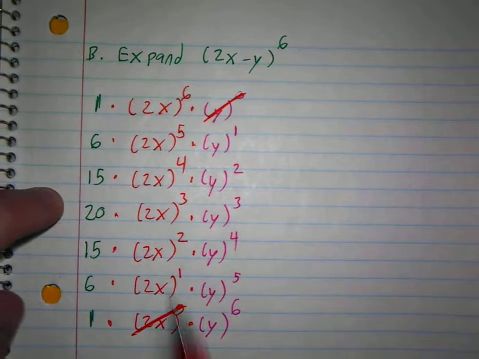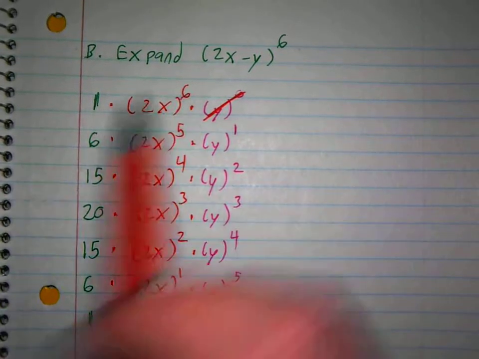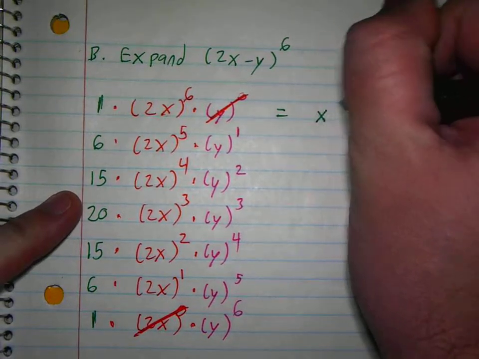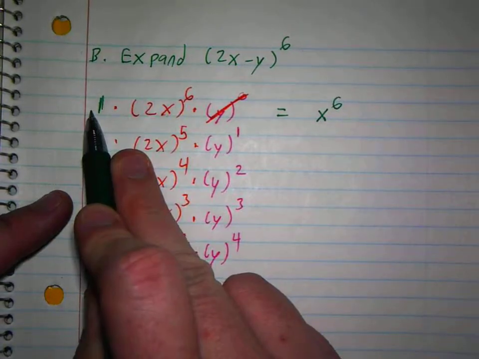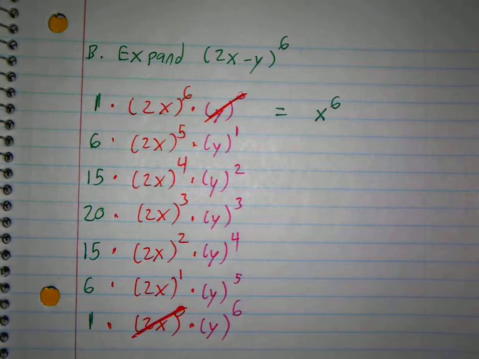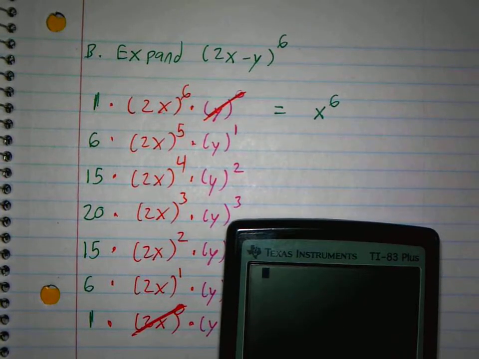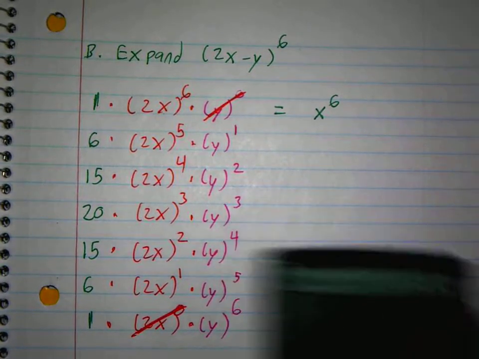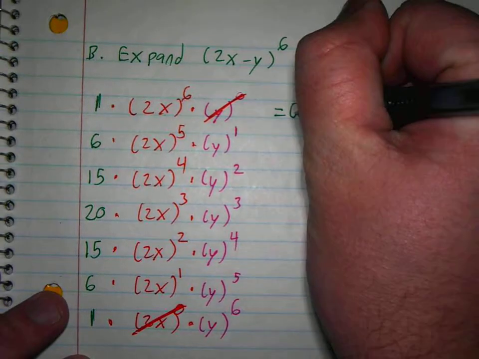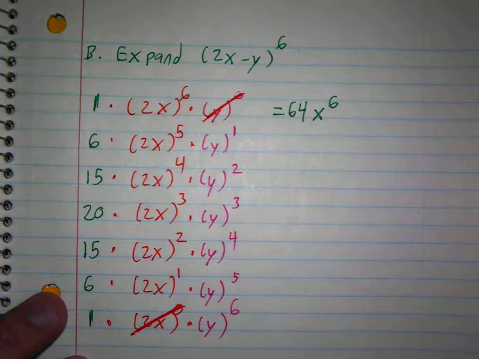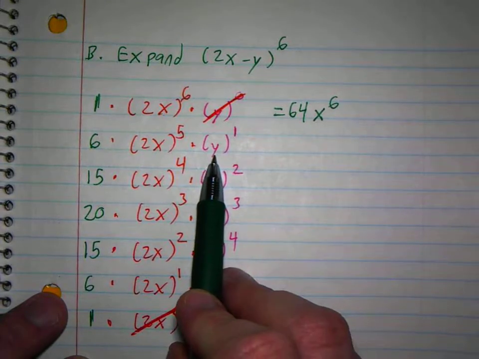All right. So here I have x to the 6th, right? And then I also need to take 2 to the 6th times 1. And 2 to the 6th, I can't do that in my head. So let's see. 2 to the 6th. 64? Okay. Yeah, so this is like a 1y, right?